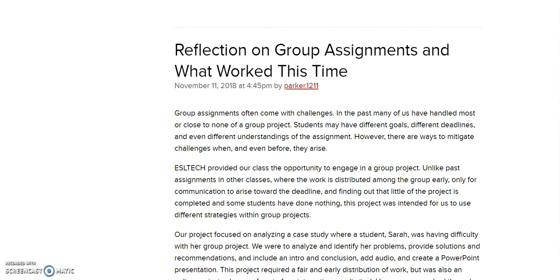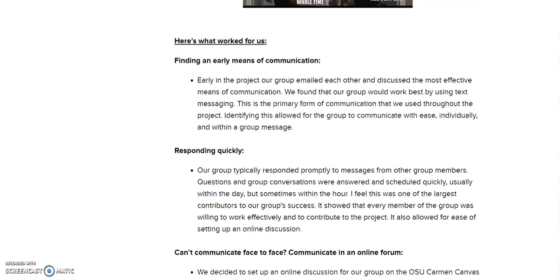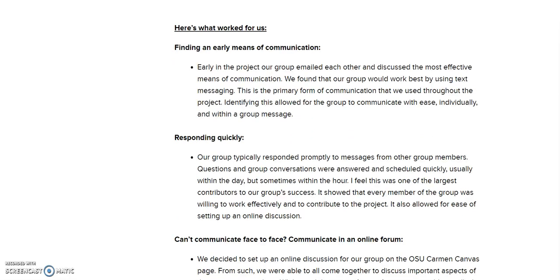Now, as for group assignments, many in the past have come with an array of struggles. I think we all know that. Our group assignment focused on analyzing a case study of Sarah's group problems while working to use strategies to mitigate and prevent some of our own. So what worked for us and how did this end up going so well?